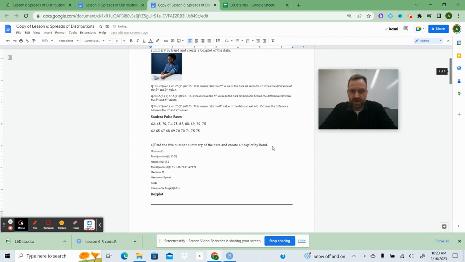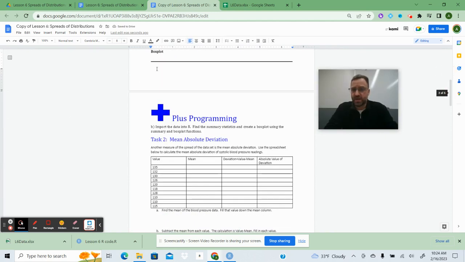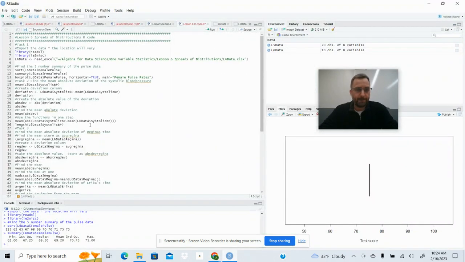And then if I wanted to find the range, it is the maximum minus the minimum, so 75 minus 62, which is 13. And then the interquartile range, you go Q3 minus Q1, so 70.75 minus 67.25, and that gives me 3.5. And then you can always draw a box plot with those numbers up here, and I'm going to show you how to do a box plot with R.